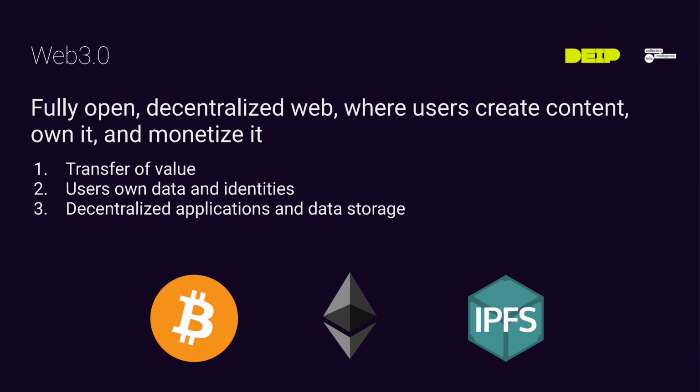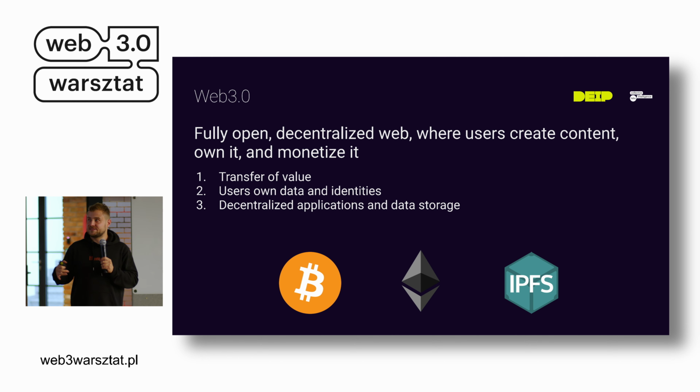So Web3 is a fully open, decentralized web, which, on the other hand from Web1 and Web2, allows users to create content, own all the data they create on the web, and also monetize it. And Web3 has three main properties. It enables transfer of value. It allows users to own their identities on the internet and all their data. It enables decentralized applications and decentralized data storage.